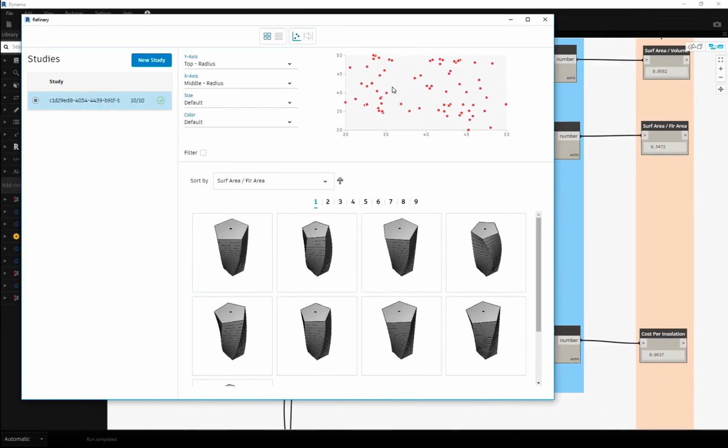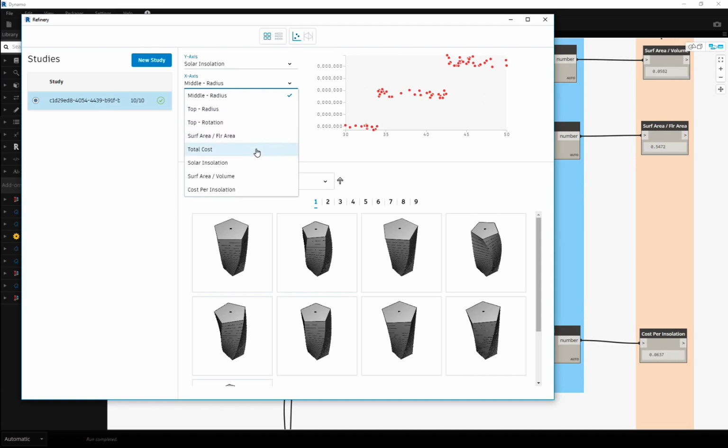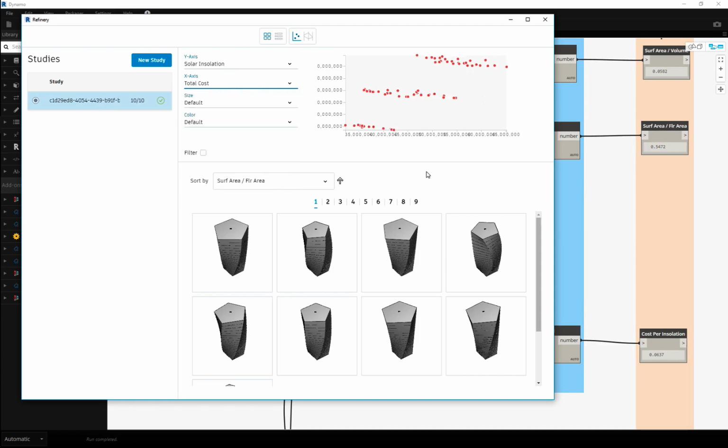So here we are looking at the scatter plot of the top radius and the middle radius, which is interesting in terms of the inputs, but not necessarily showing us what would be most useful. If I'm most interested in getting the solar insolation, I can think about that versus the cost of the building. Okay, you can start to see something really interesting happening here. There's this weird banding going on where different test cases give us these values as we think about that.